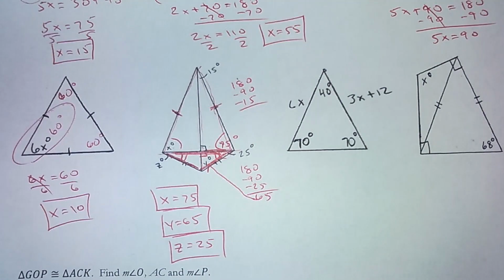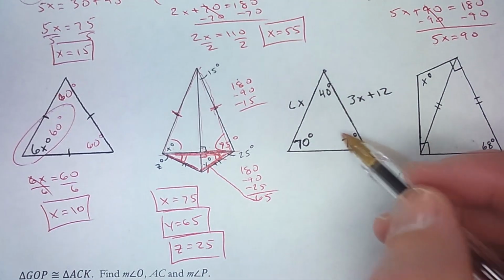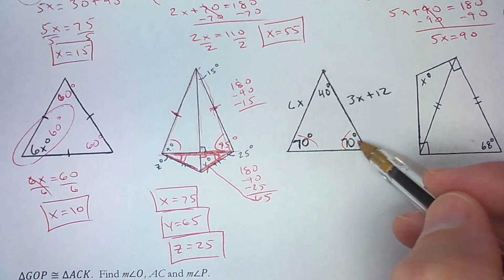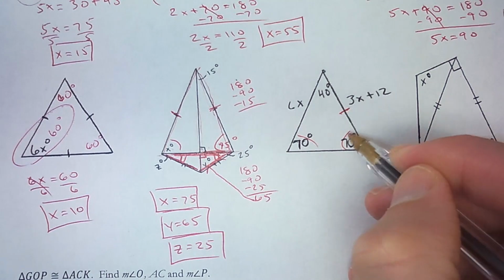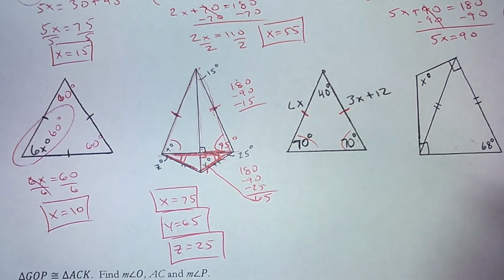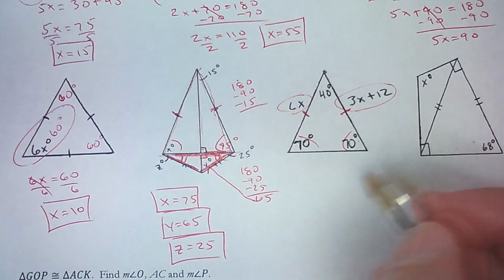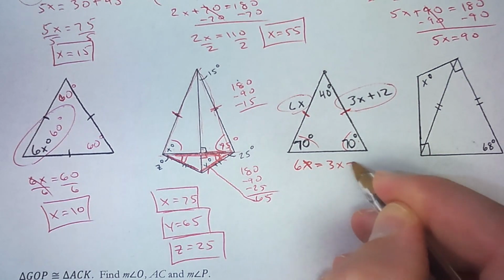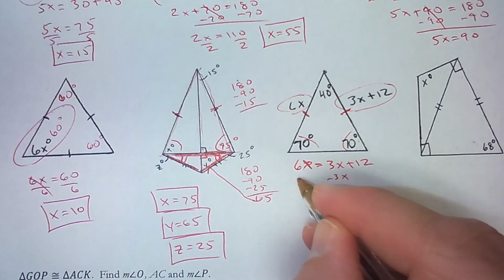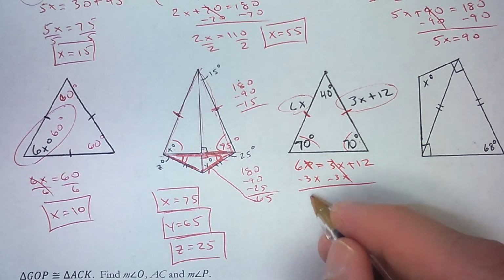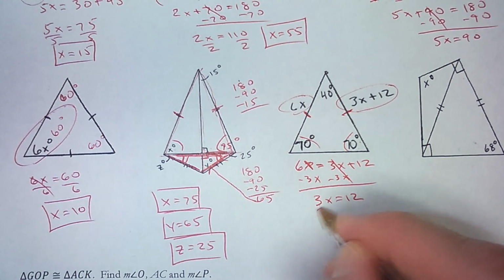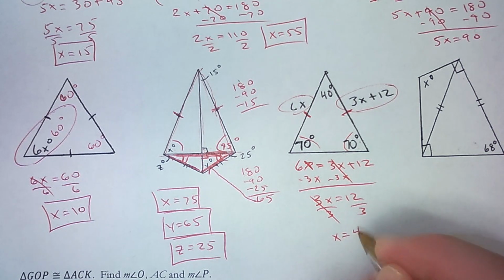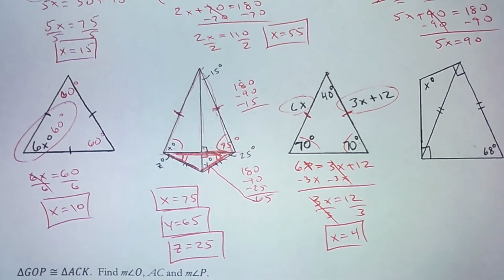Here, I've got a pair of congruent angles, and anytime a triangle has congruent angles, the sides across from them are congruent. So that tells me 6x equals 3x plus 12. So I'll subtract 3x and get 3x equals 12, and divide by 3, and 12 divided by 3 is 4.